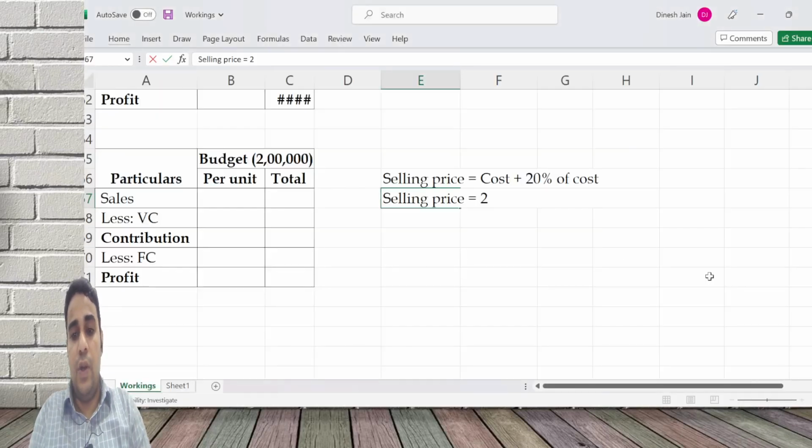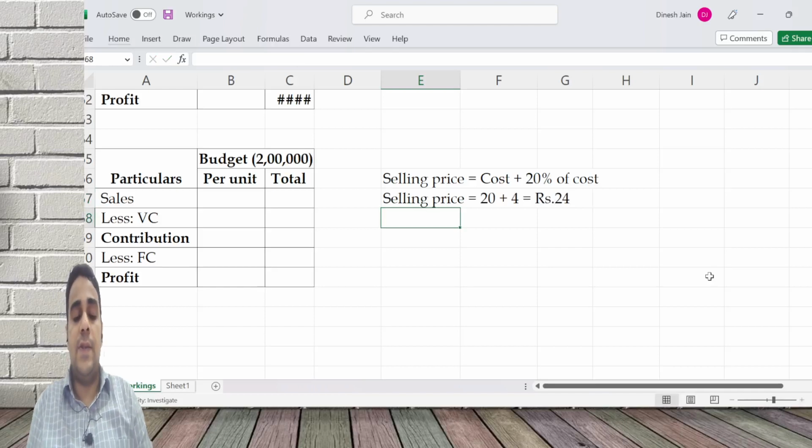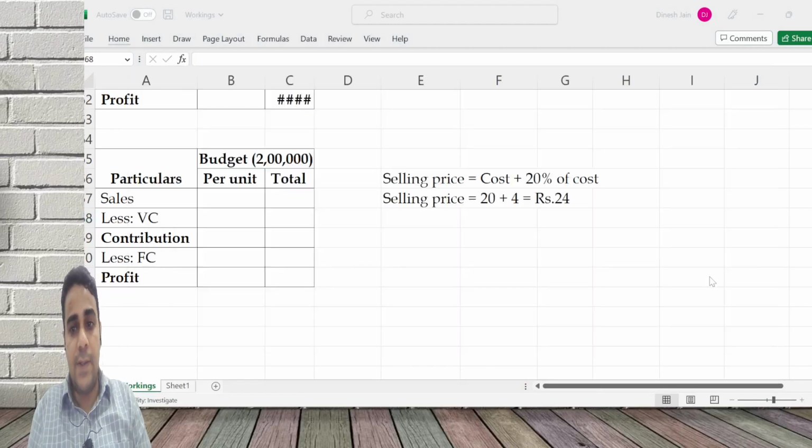The cost is 16 rupees, plus 4, that is 20 rupees. And profit is 20% of cost. All put together, my selling price is 24. Selling price is 24. 16 plus 4 is 20, and profit is 20% of cost, so you take 20 and add 20%.